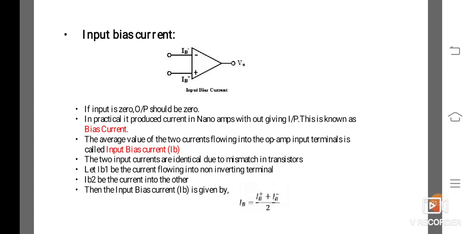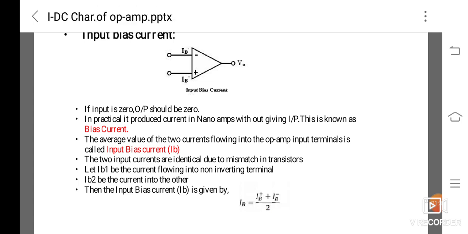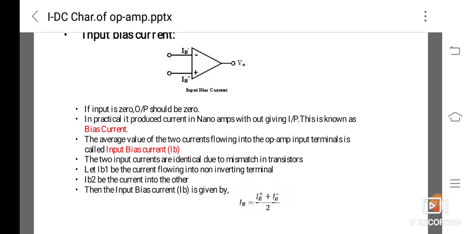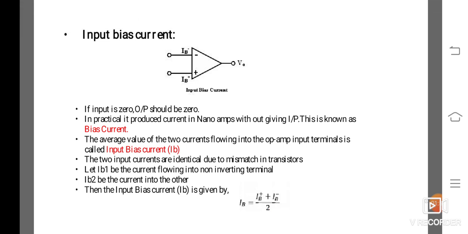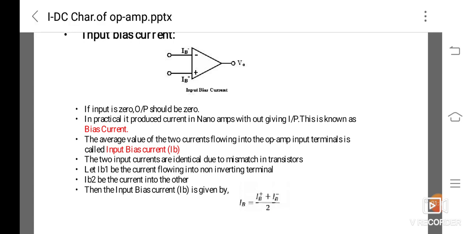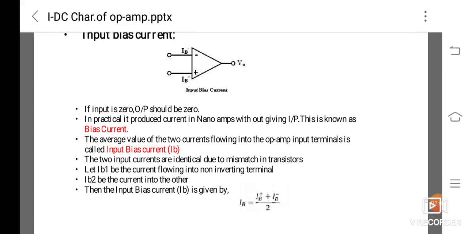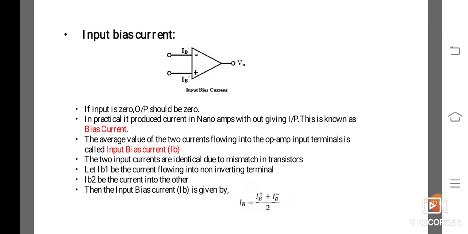Here, even if you are using identical transistors, IB minus and IB plus will not be exactly the same, because during manufacturing the two inputs are not the same. So IB plus and IB minus are not equal in practical cases. Therefore, the two currents given to the inverting and non-inverting terminals are not equal.